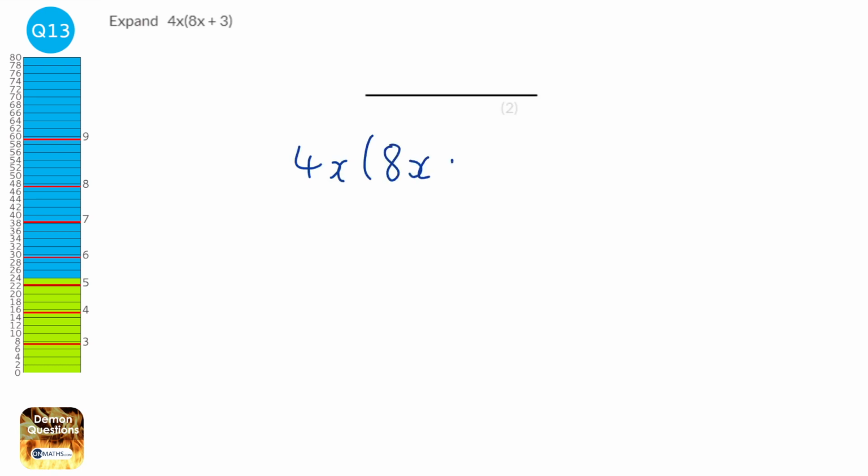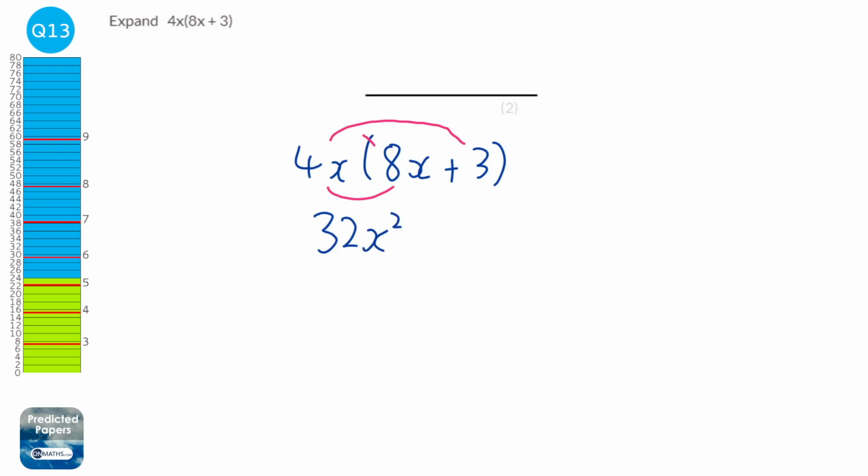And there are loads of different methods for expanding brackets. I'm going to use smile and rainbows. So smile there, rainbow there, and I always put a little notch here to remind me to times it. So we're going to do 4 times 8, which is 32, and x times x, which is x squared. Then we're going to do 4 times 3, which is 12, and x is just there. So when we expand that, we get 32x squared plus 12x.